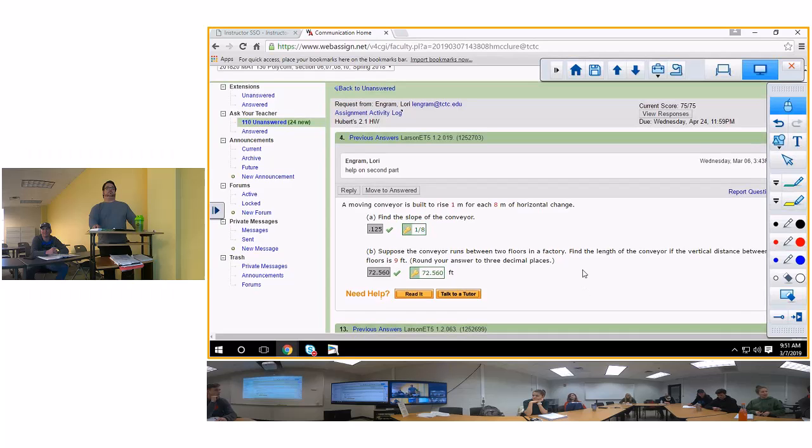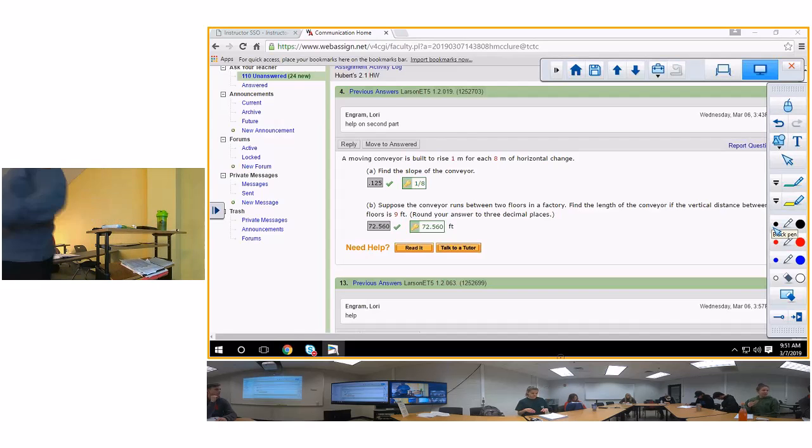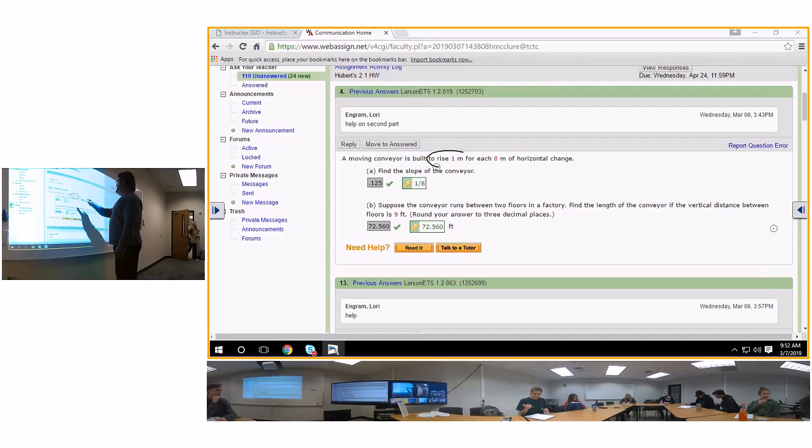I don't know. All right, a moving conveyor is built to rise 1 meter for each 8 meters horizontally. So draw what? Draw a picture. And a lot of these, you have to really think about it because of how they word it. But every meter rise per 8 meters.